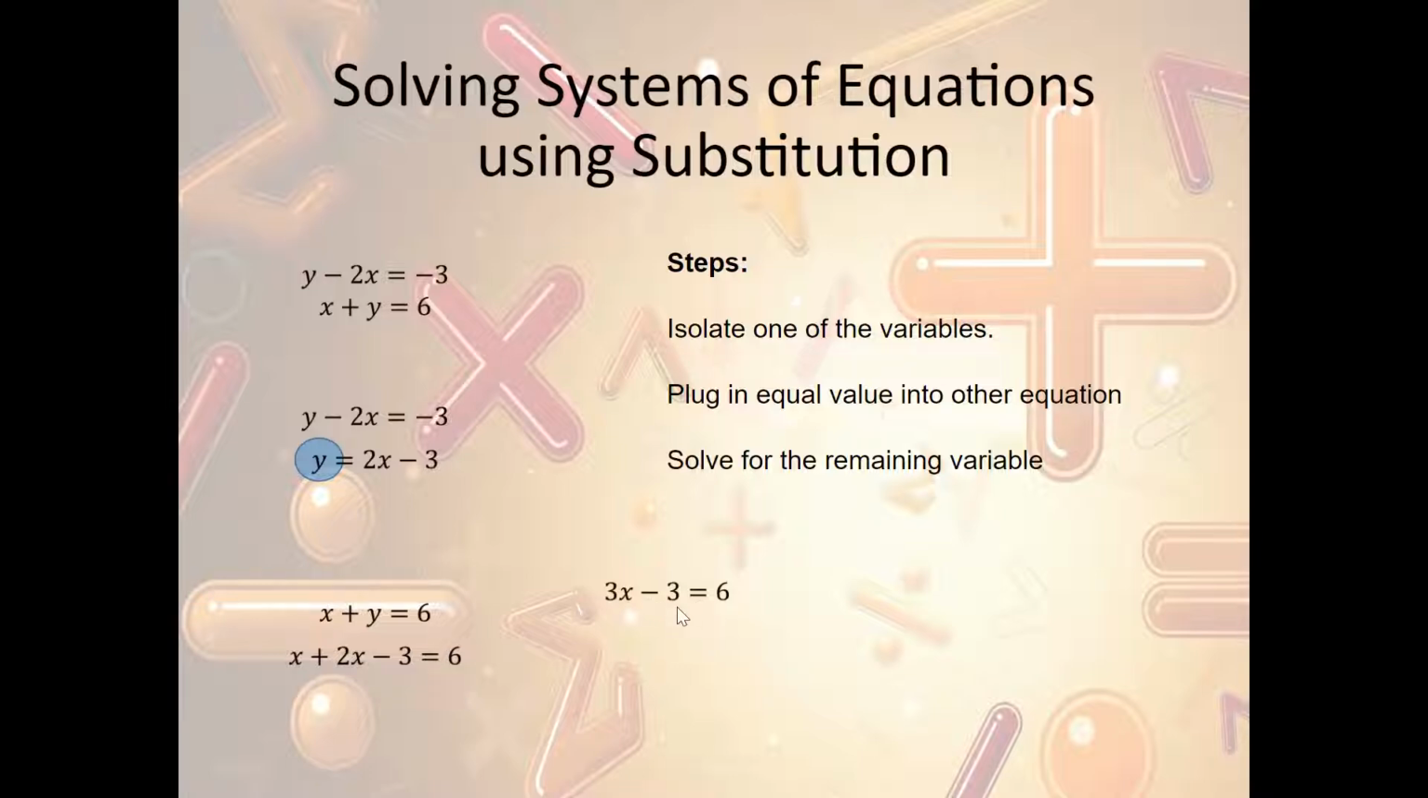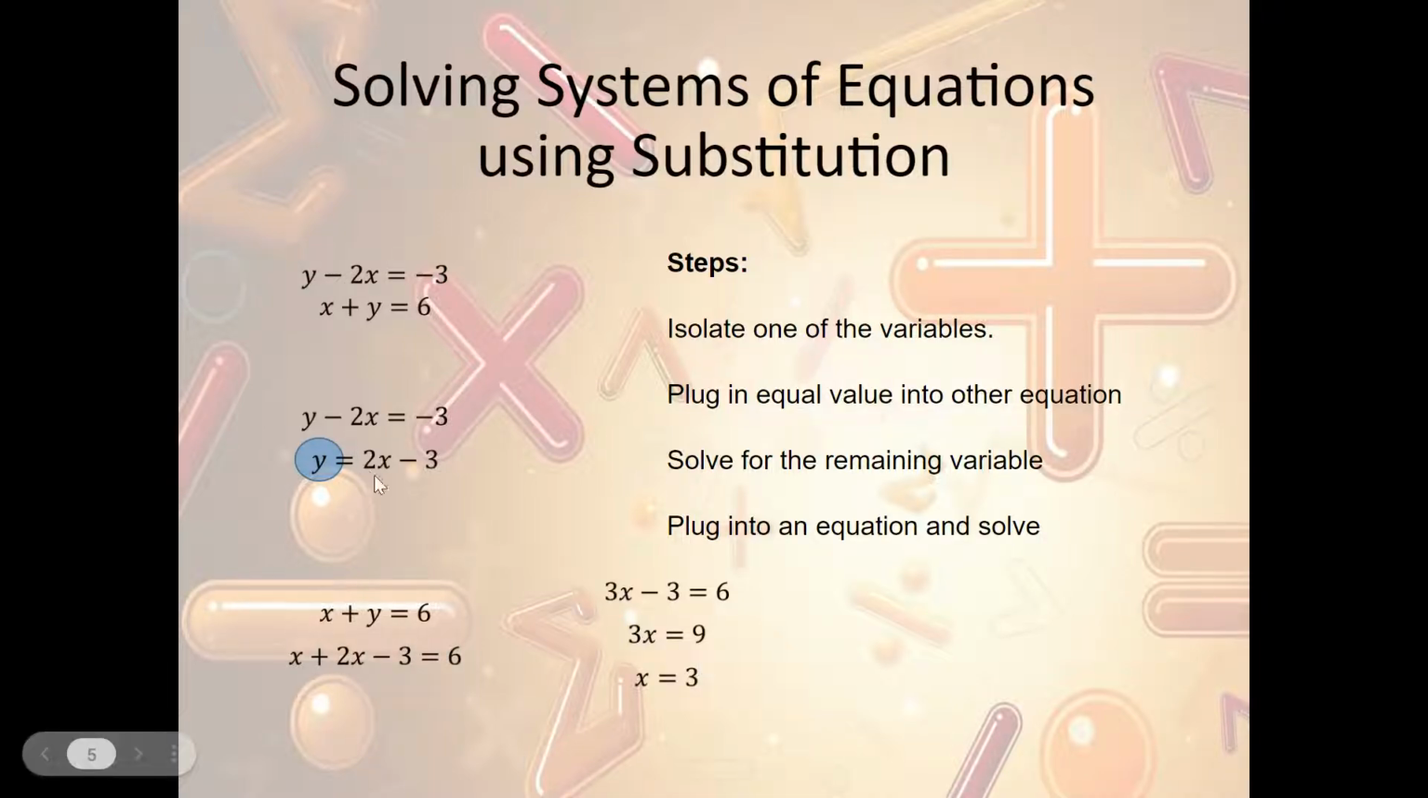I'm going to add 3 to both sides to get rid of this, so I get 3x is equal to 6 plus 3 is 9. Now I'm going to divide both sides by 3 to get rid of this 3, and 9 divided by 3 is 3. So x equals 3. Then I plug it into the other equation and solve. I'm going to pick either equation, it doesn't matter which one. I'll pick this one and plug 3 in for x. So I get 3 plus y is equal to 6. Subtract 3 from both sides to get y by itself, and I get 6 minus 3 is 3. So x is 3 and y is 3.